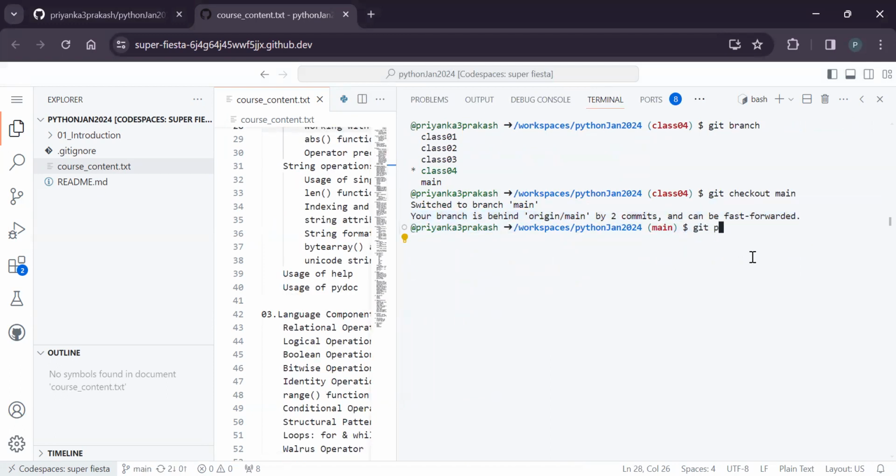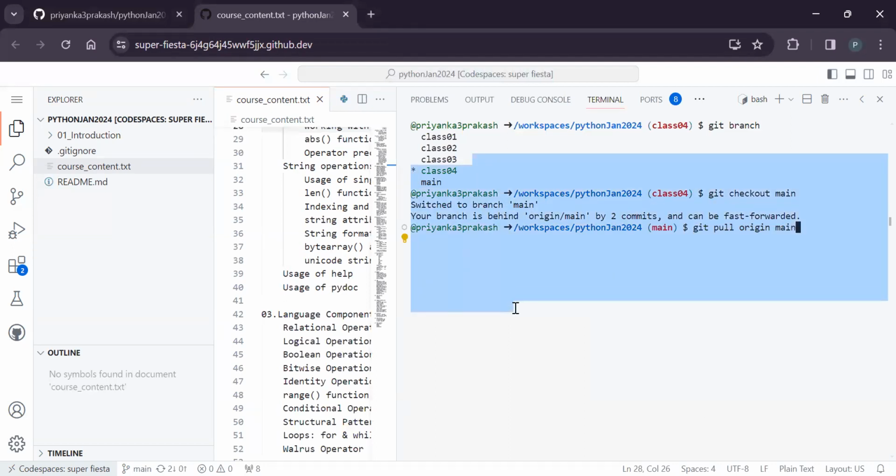So we should say git pull origin main. What does that mean? Your main branch is behind origin main. What is origin? In GitHub, we will have everything, right? There is your main branch. Locally also you have a main branch. Your local main branch is just main. What is in GitHub is called origin main.